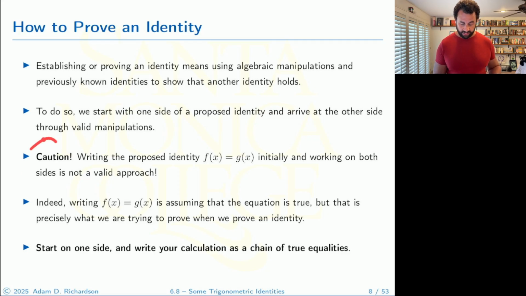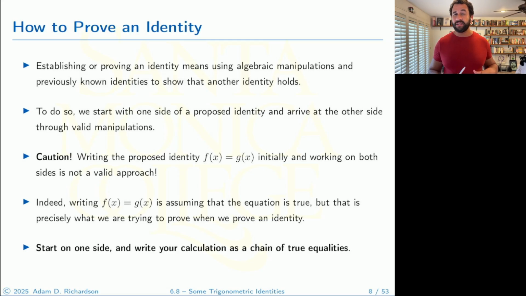So here is a cautionary note. If you try to start by writing down the proposed identity and then working on both sides, that is not a valid approach. If I ask you to prove an identity and you say, okay, here's the identity, and then you start working on both sides and get something obvious at the end, like 1 = 1, that is not a valid proof of the identity. You've got to start on one side and then derive the other side. That's what you have to do.